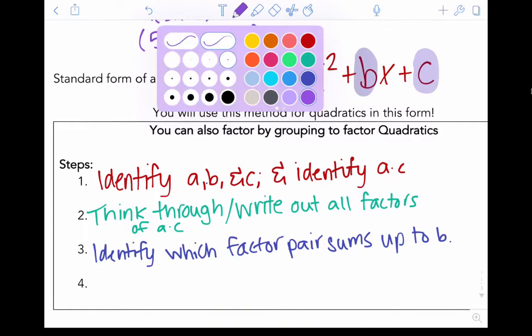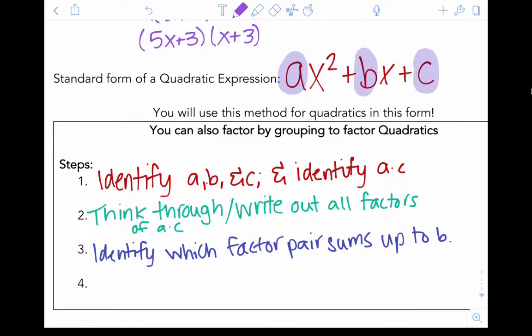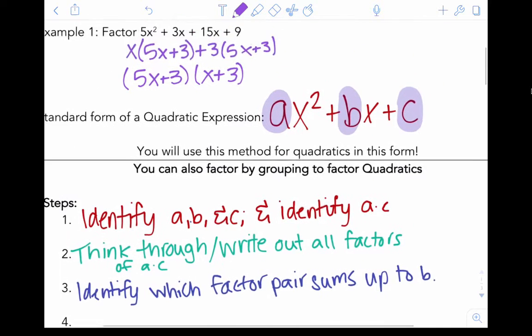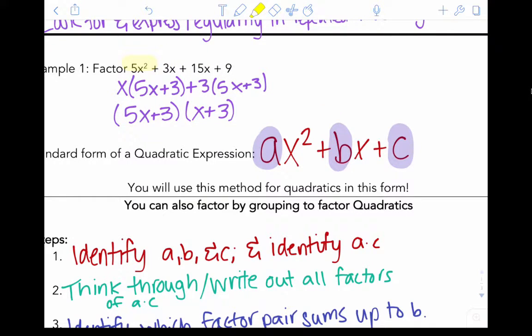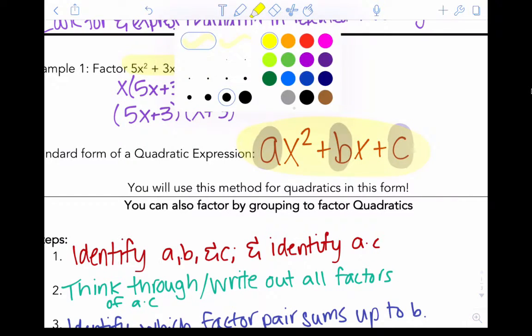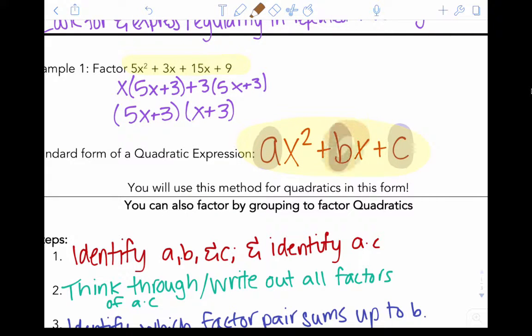After we do this, we're going to take that factor pair. So we're going to take those 2 numbers and we're going to substitute it back into the quadratic. So if we look at our examples up here, right now I'm looking at this example compared with our standard form. The only difference between these two is that bx term in the middle is broken up into two different terms for our grouping. And so that's what we're going to do. We're going to take our two factors and we're going to break up our b into those two numbers.